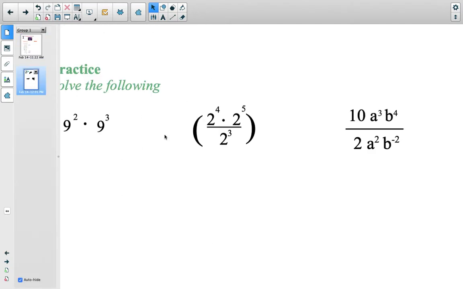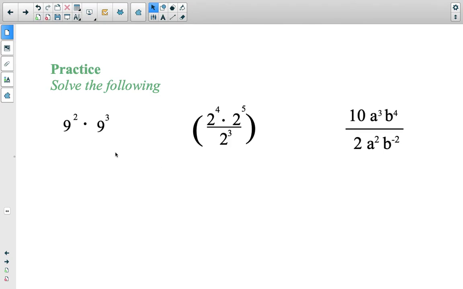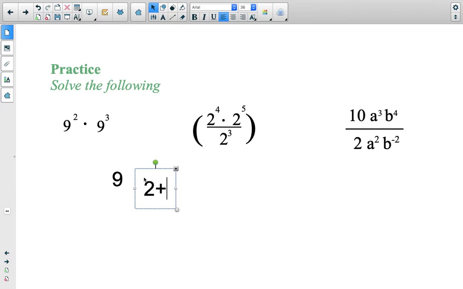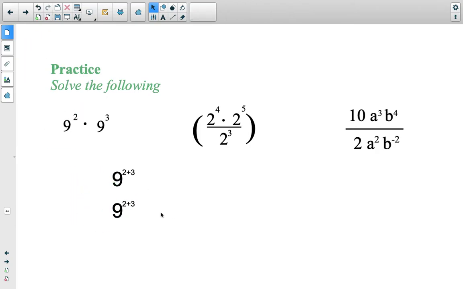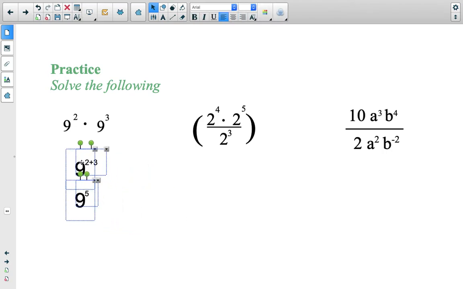Okay, so we're going to solve these ones. 9 to the power of 2 times 9 to the power of 3. They both have the same base. We just need to add their exponents. So 9 to the power of 2 plus 3, and we get 9 to the power of 5. All right, it's as easy as that. Again, this is a review.